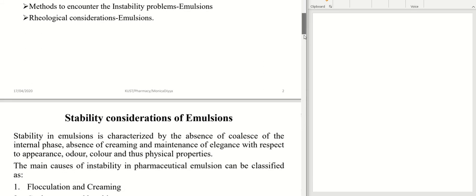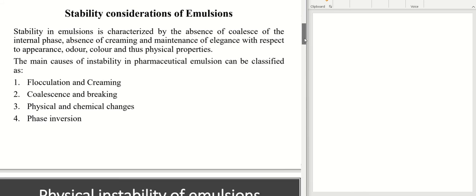Now, let us consider the stability parameters in an emulsion. An emulsion is said to be a stable one if the internal phase is uniformly dispersed in the external phase, if the dispersed phase is uniformly distributed in the dispersed medium.